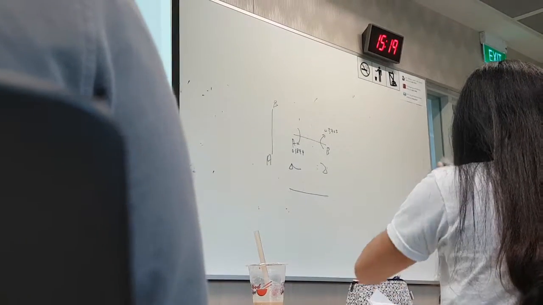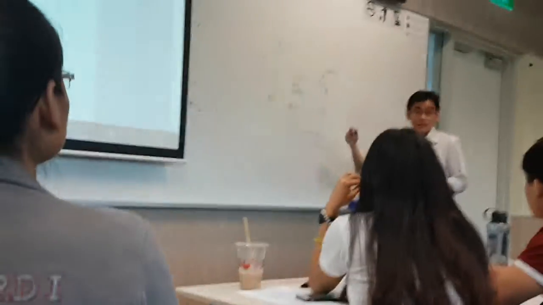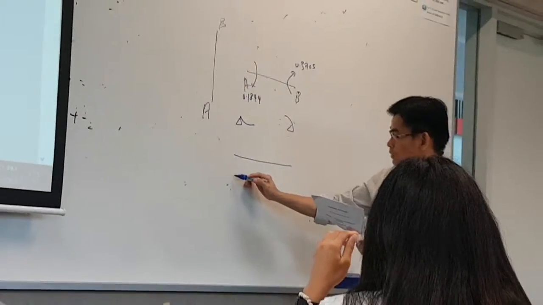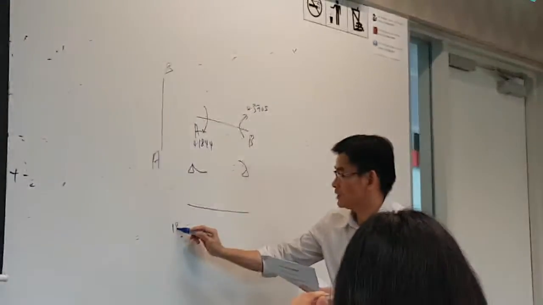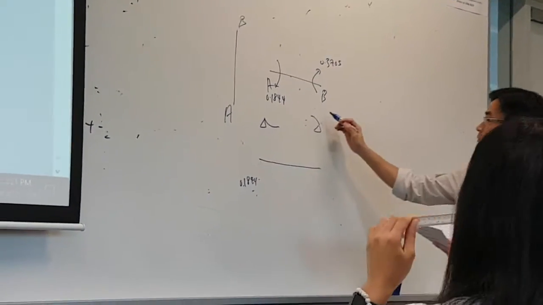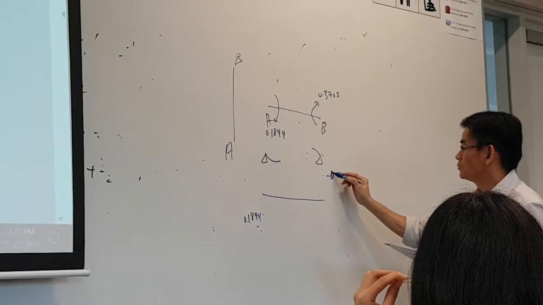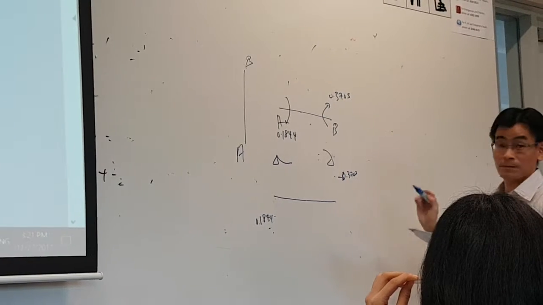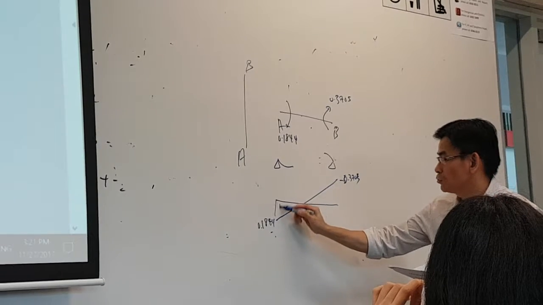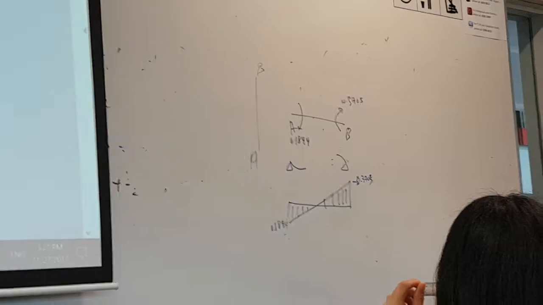Alright, so this is sagging, so it should be positive. So for this, what you do is you take it here, and you know that this is going to be here. It is positive 0.1844, and after that here, because it's hogging, you know that it's actually negative. So from there, this is going to be minus 0.3705. So from there, you are able to draw this. Then this is going to be the bending moment diagram for AB.